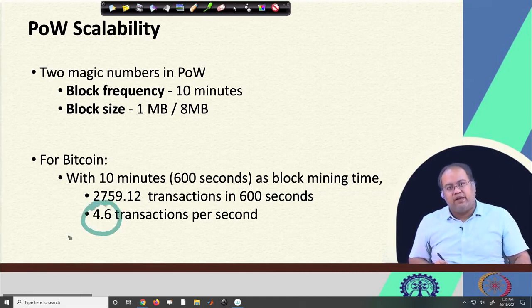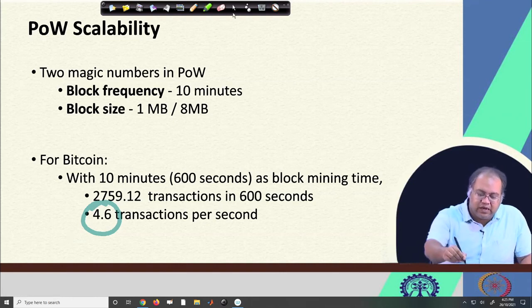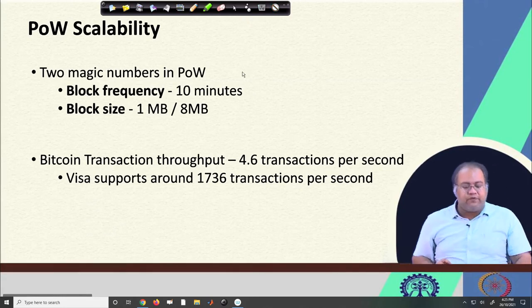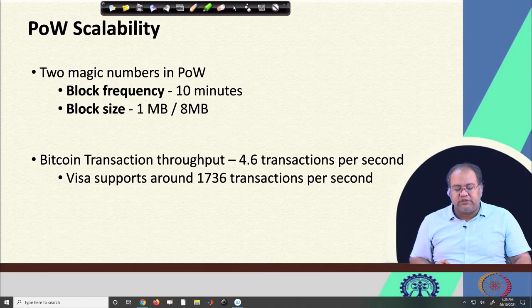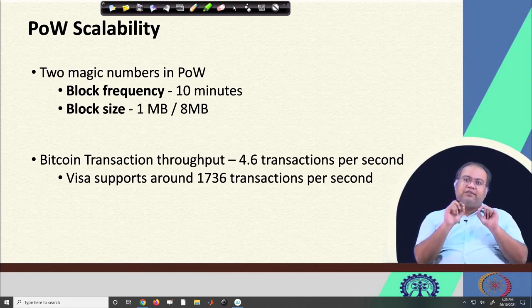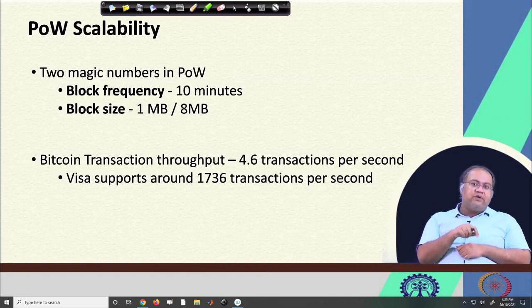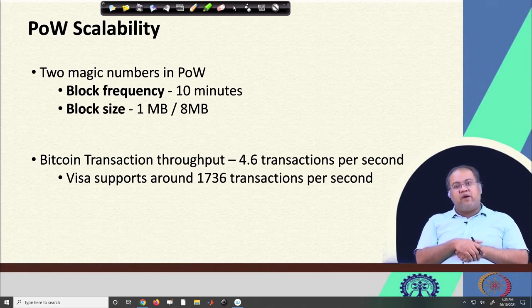transactions per second. Now, if you look into the number of transactions that is being supported by typical platforms like Visa, Visa supports around 1736 transactions per second, and you can just see the gap between Bitcoin and Visa. So, even if you think that I will use Bitcoin for financial transactions, by looking into these parameters you can be sure that it is going to be a nightmare if I want to support the level of financial transactions that we do with the help of Visa nowadays.